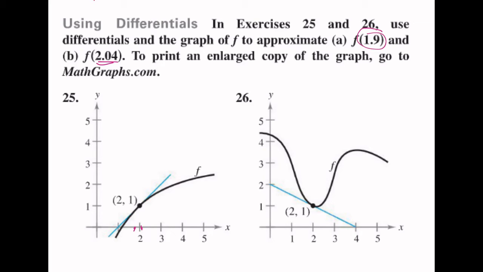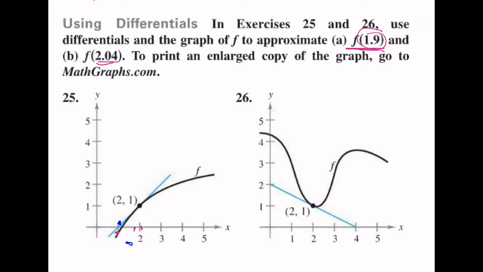What is approximating f of 1.9 using differentials? What is that going to do for you? Well, 1.9 is somewhere to the left of 2. So if I back up to some place where I could see the difference, I have a y value on the line. I also have a y value on the curve. So actually, this is going more towards the idea of a linear approximation here.